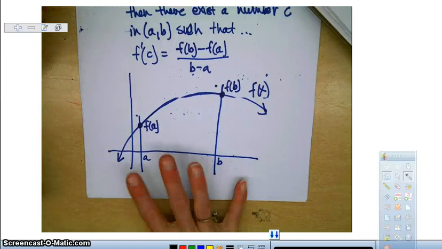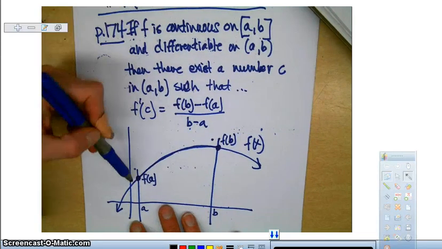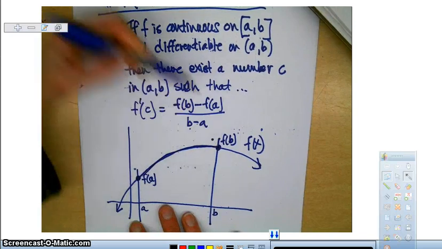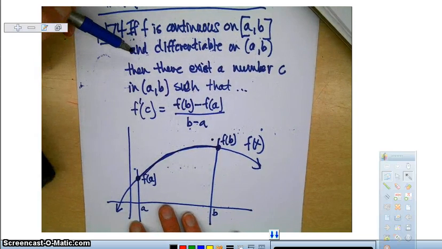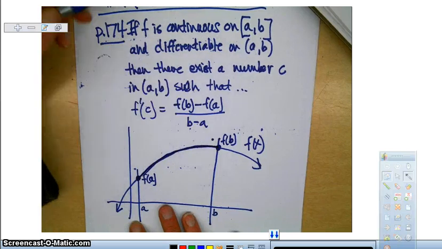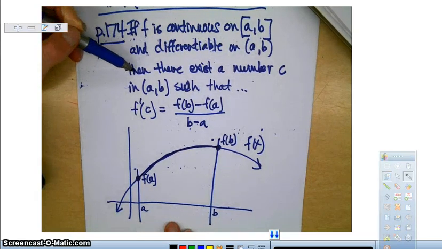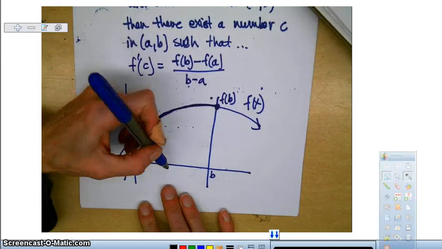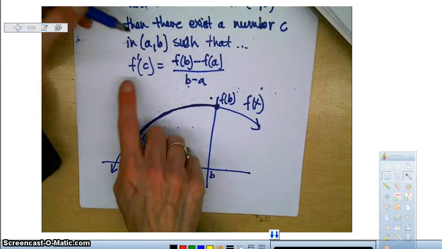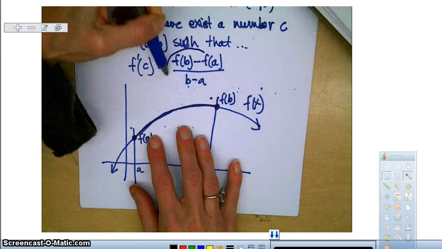Okay, so we've got a function that is continuous on the closed interval from a to b, including the ends. Differentiable, because there's no sharp corners or gaps or cusps. That's a sharp corner. Then it says there exists a number c in the interval from a to b such that the derivative at c is equal to, now I want you to think about what this is.